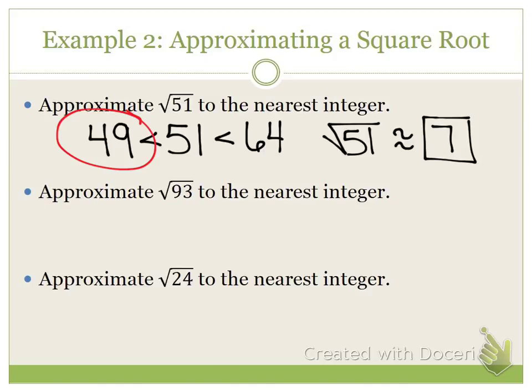All right? So the approximation symbol is important here because this is not an exact answer. All right, this is a rounded answer. Square root of 51 isn't 7, but it's pretty close to 7.